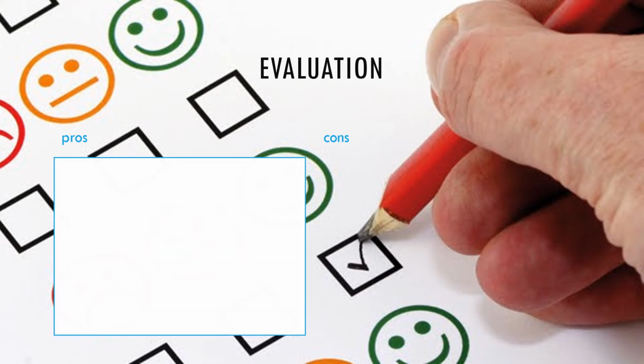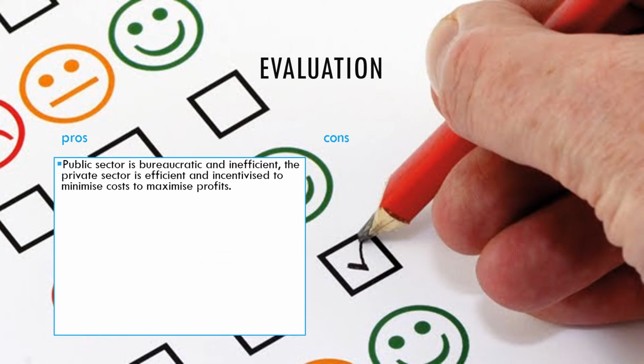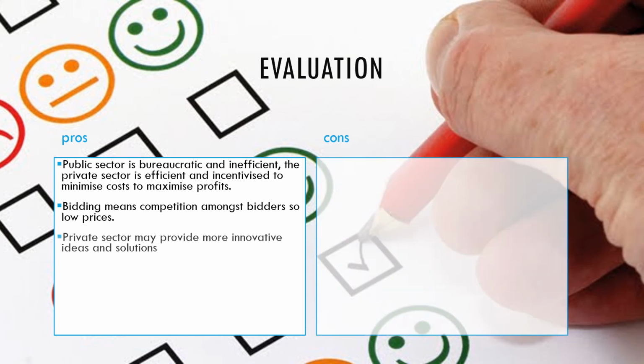So, in evaluation, what are the advantages of this approach? Well, often the public sector, because it doesn't have a profit incentive and there's no competition, is often accused of being bureaucratic, lots of red tape and inefficient. Whereas private sector companies are often efficient and incentivized to minimize costs because they can make a profit. Because we have some bidding between competitors, we're likely to get a lower price and a more efficient outcome. Private sector companies may often provide more innovative ideas and solutions if we have quite an open-ended tender.